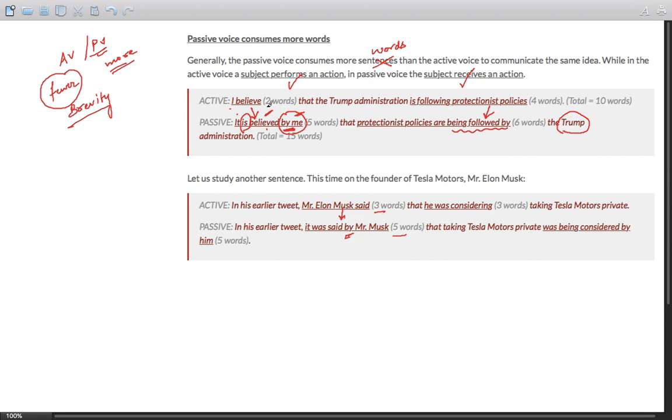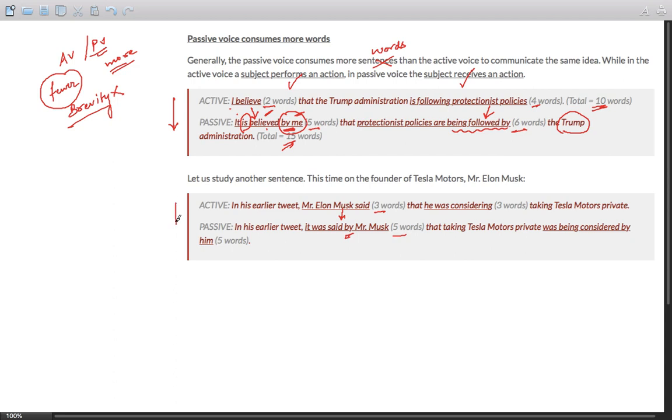3 to 5, here 2 to 5, 4 to 6, and the number of words here are 10. The number of words here increased to 15. So as you move from active voice to passive voice, the number of words increases while the idea that is communicated stays the same. Okay, so there's no change in the communication, but the number of words has increased, so it violates the principle of brevity.